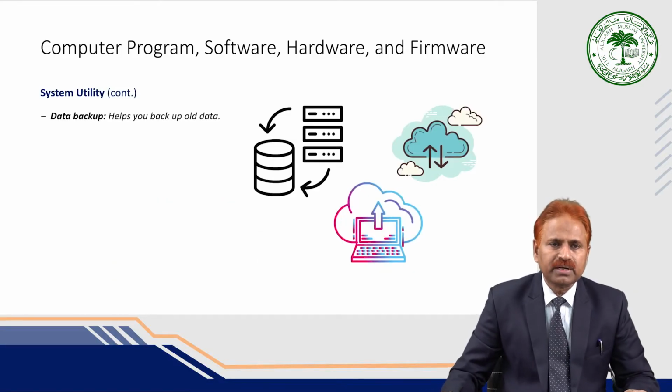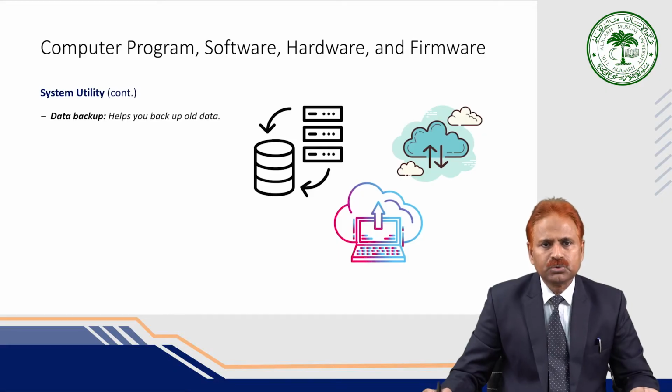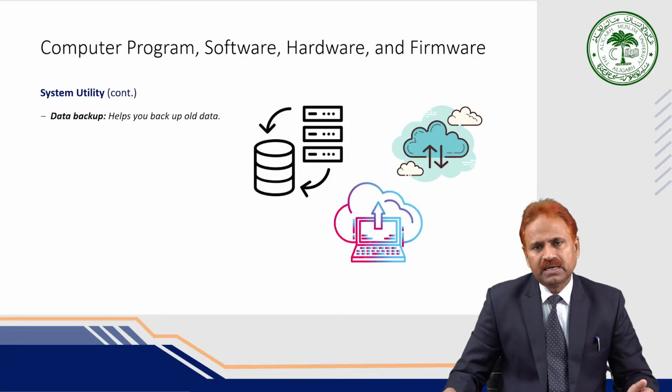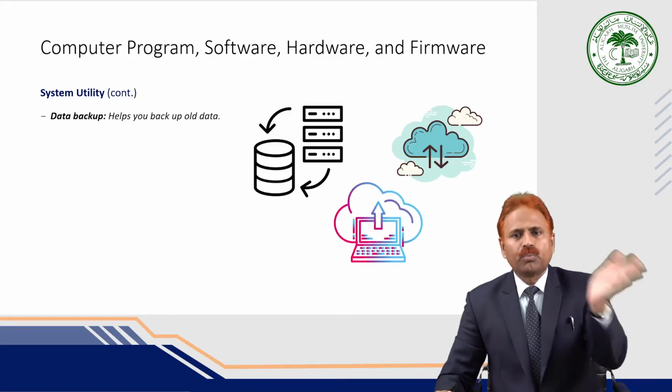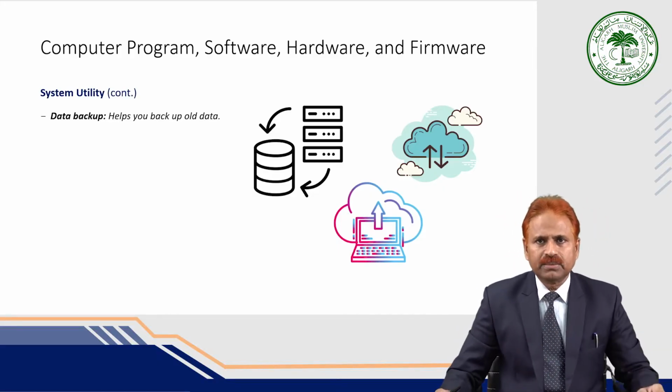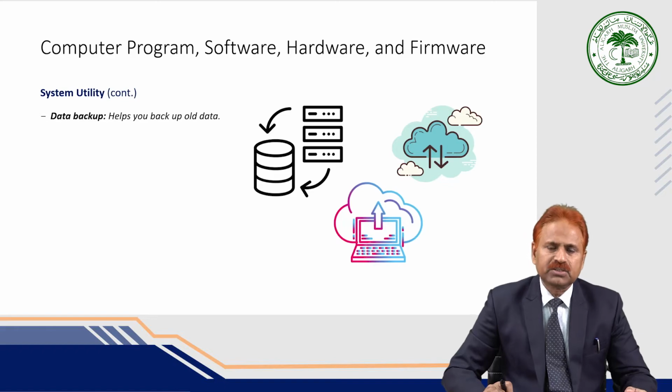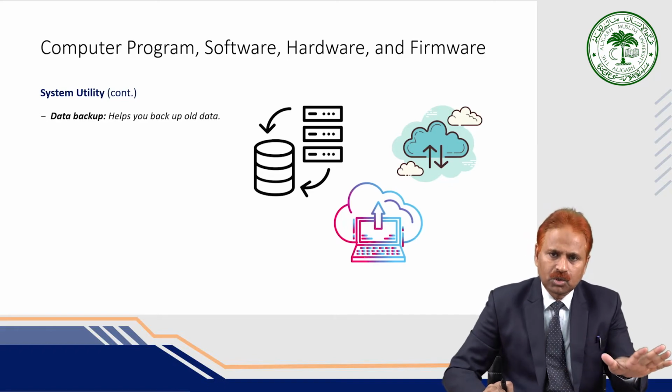Another very important utility tool is known as data backup. It helps you back up your old data. You just see here, it is different from copying a file. You can back up the data and you can restore it back to the system whenever it is required. So it is different from copying a file.